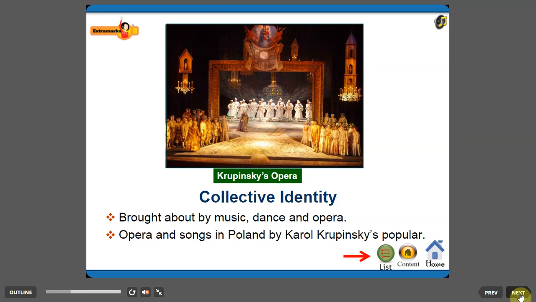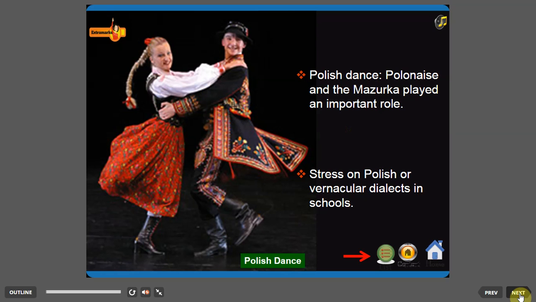So according to Romanticism, everybody started creating nationalism through various forms of art, culture, songs, language, paintings, etc. For example, here you can see collective identity was created through music, dance and opera. A very famous person, Karol Karpinski, used opera and songs in Poland to create nationalism.